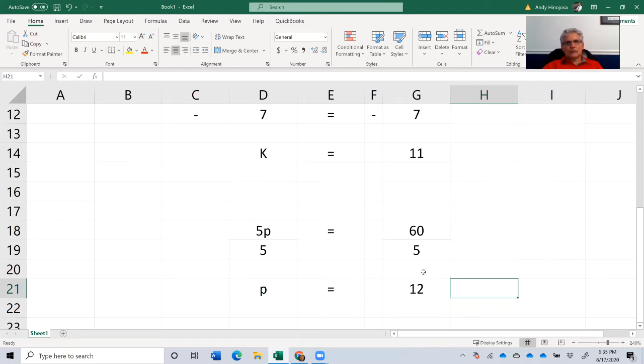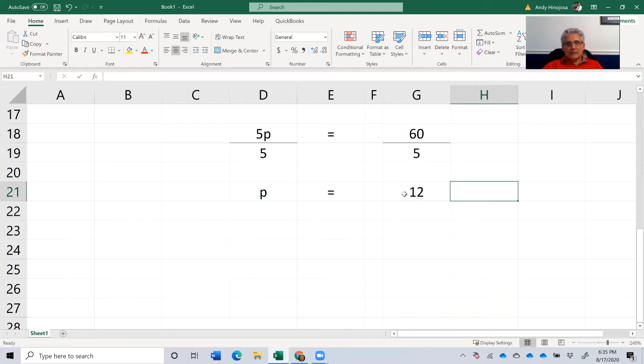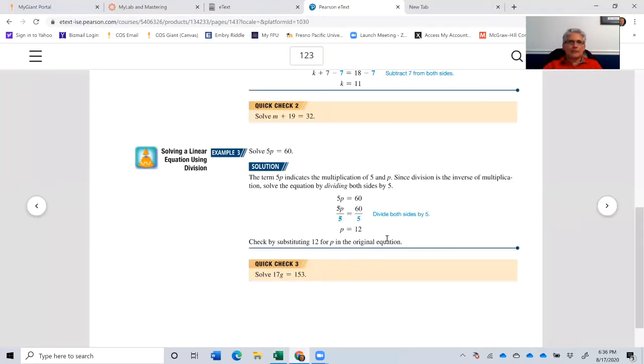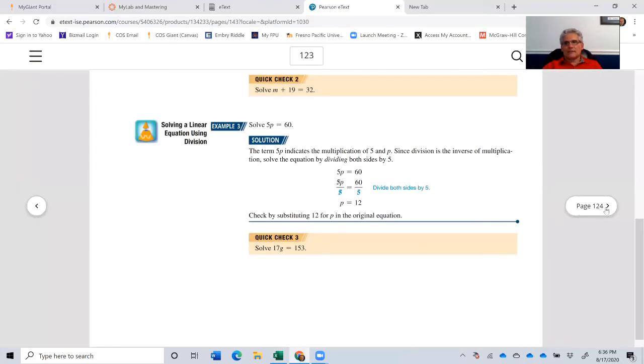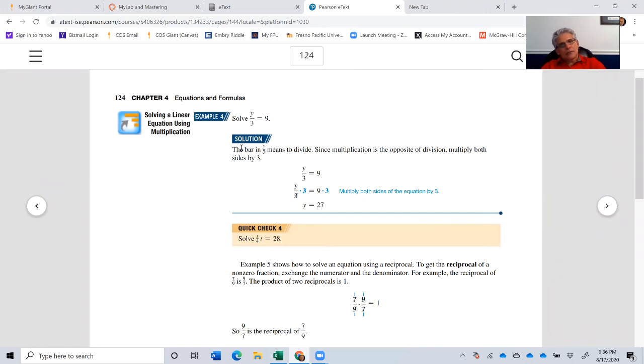P equals 12. So that is your solution. Now to check the solution to see if it's correct, we simply take the unknown variable and replace it with the solution. So 5 times 12 equals 60. If that's a correct statement, then you have it down.